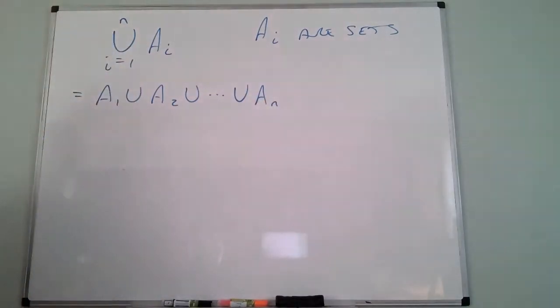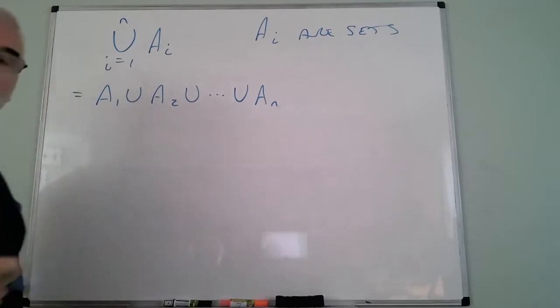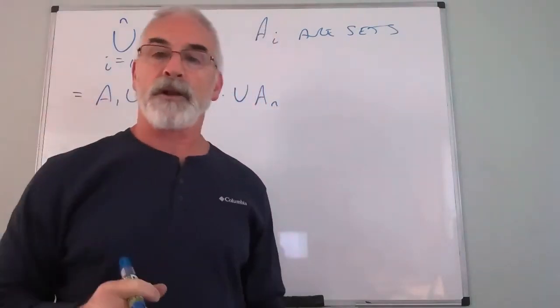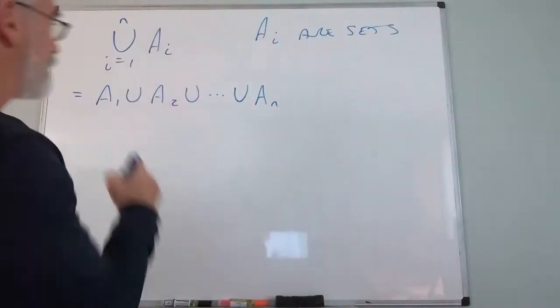I'm going to do the union of n sets. Okay, so we've done this with a summation from i equal 1 to n, add them up, and from i equal 1 to n, multiply them as a product. Can I also do that with something like this?